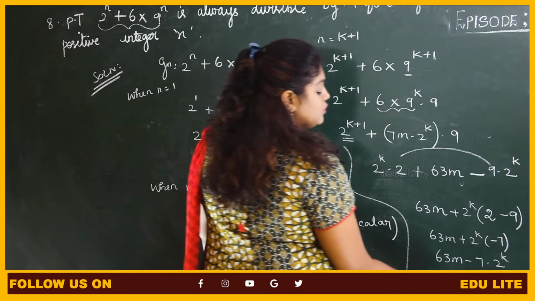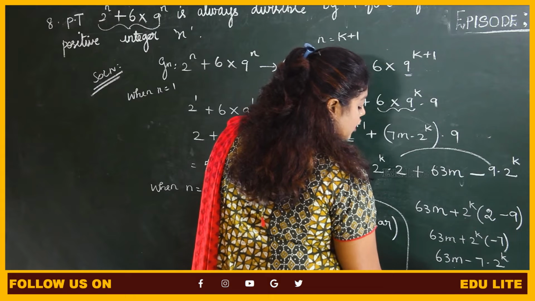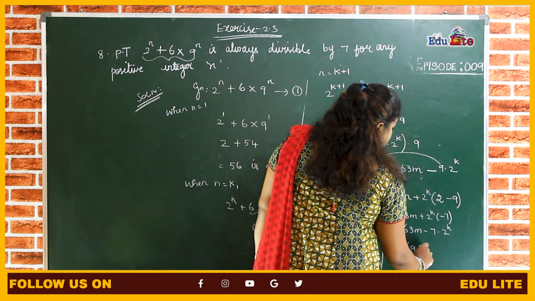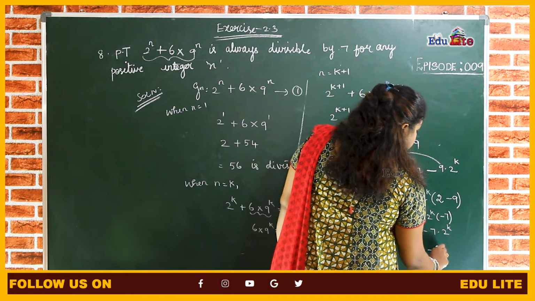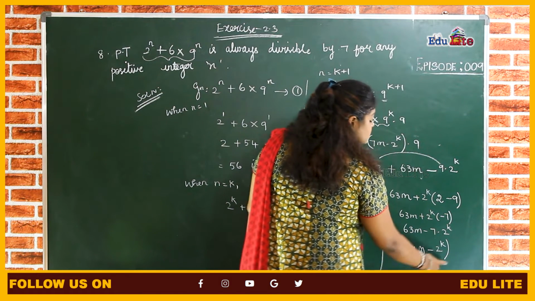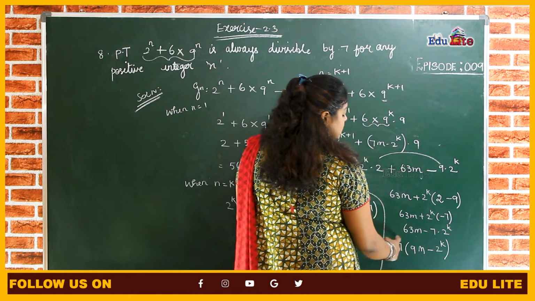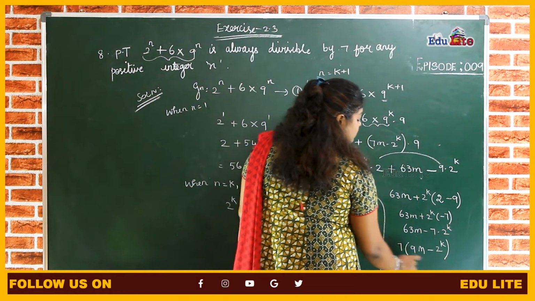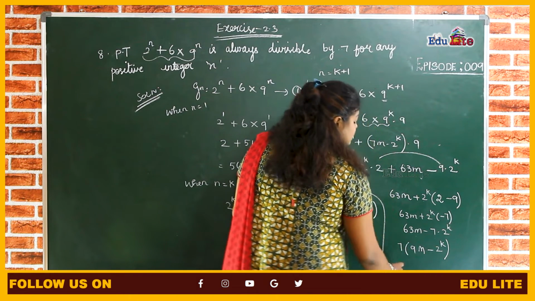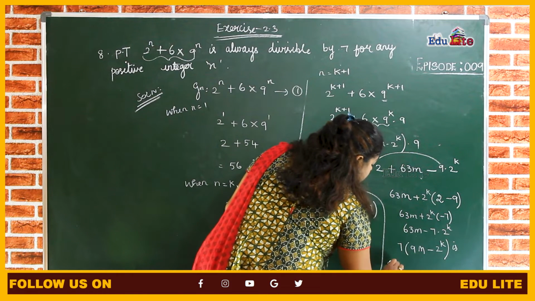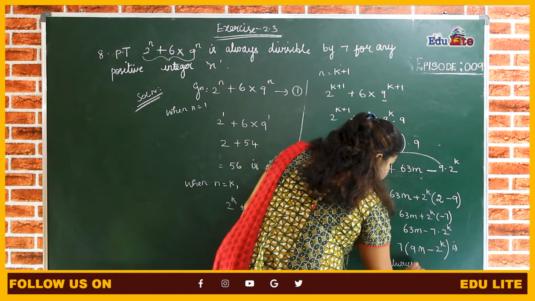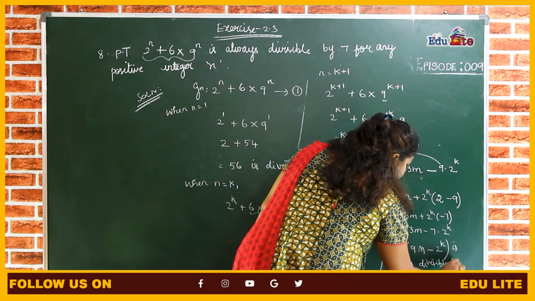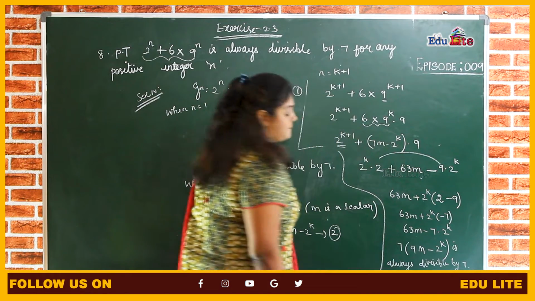Now what am I going to do? I am going to take 7 in common from this. So it will become 7 into 9m minus 2 power k. So this term will always be divisible by 7, because we have 7 into another term. We have 7 over here. So this can be easily divided by 7. So it is always divisible by 7.